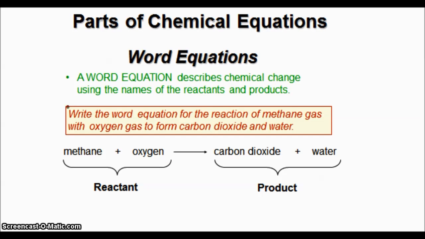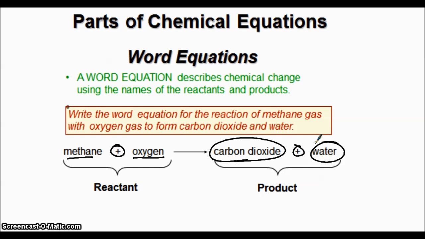So we can write chemical equations out as word equations. A word equation just describes the chemical change using the names of the reactants and products. So if we look at this, we have methane and oxygen. And what this arrow is saying is yields or produces carbon dioxide and water. So you have your reactant side and your product side.